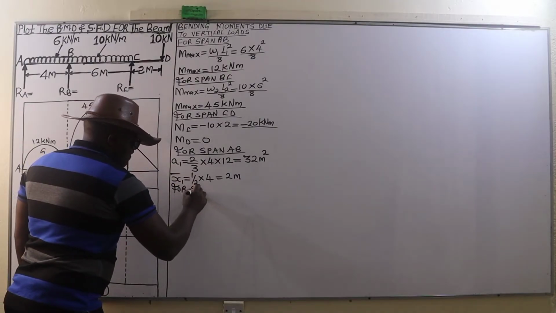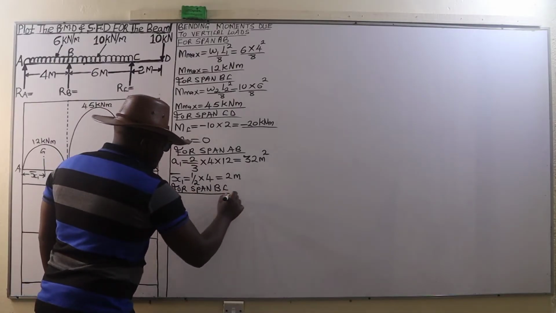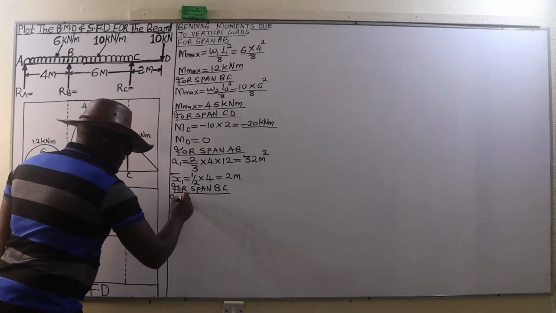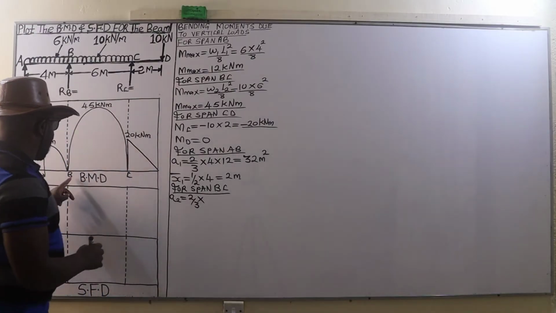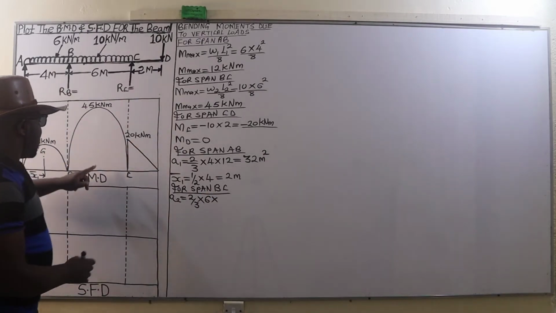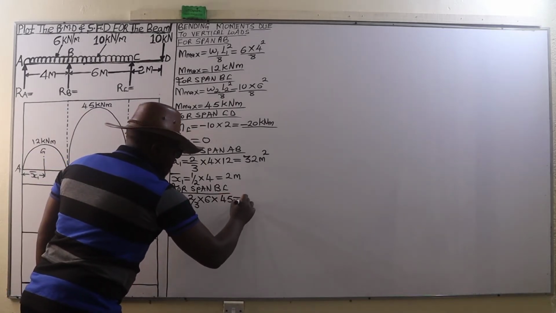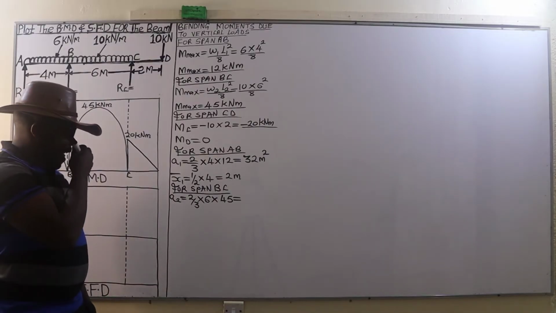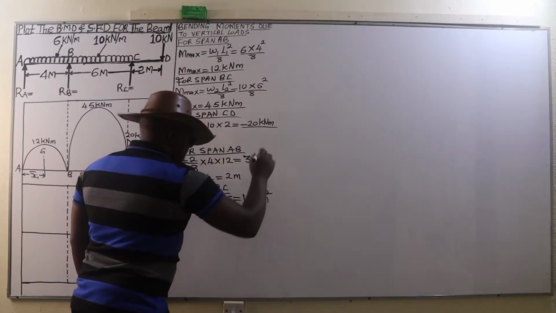Therefore, for span BC, A2, that is the area of this bending moment diagram, will be given by 2/3 of the base B to C, which is 6 meters. So 2/3 of 6 meters times the perpendicular height, which is 45 units. So we multiply that by 45, and when we do so, we are going to have an area of 180 square meters.